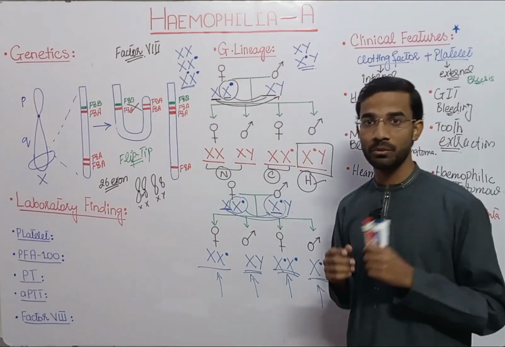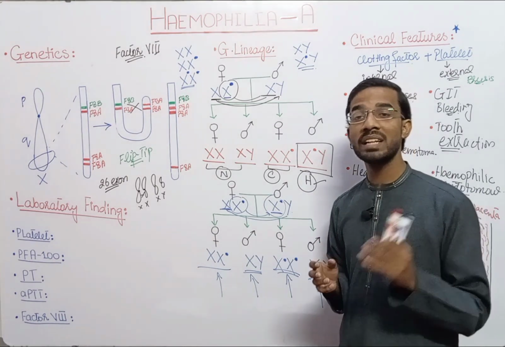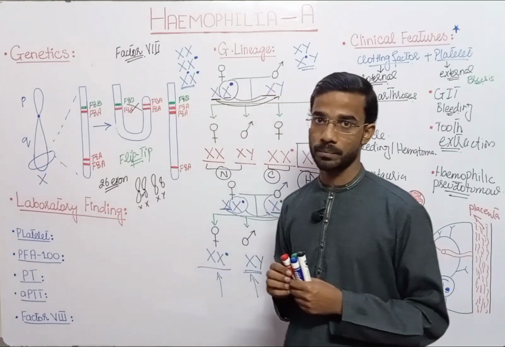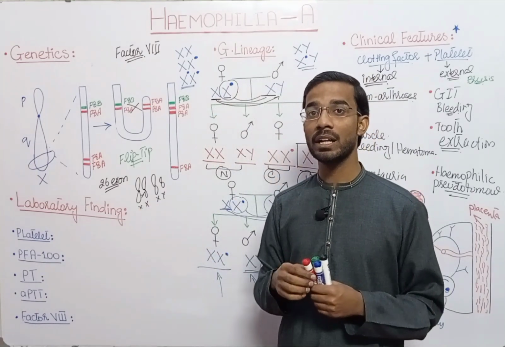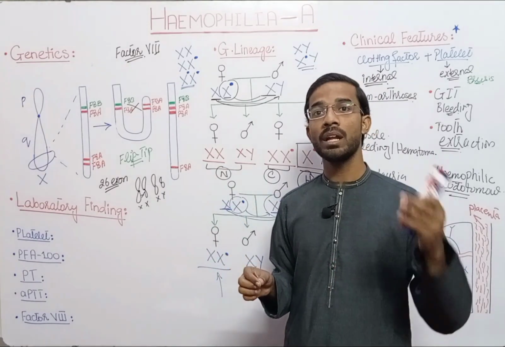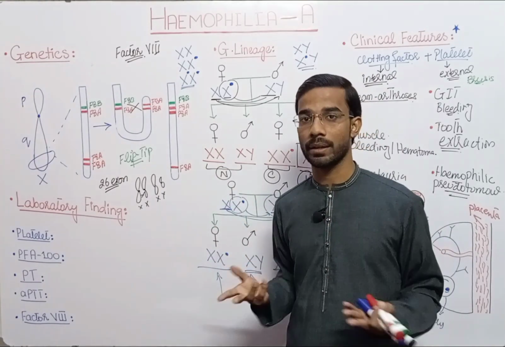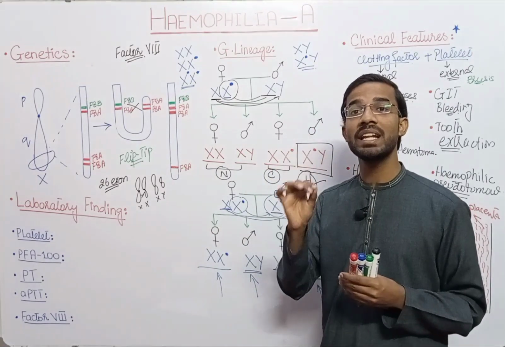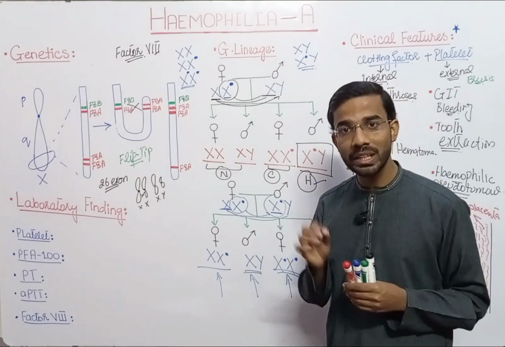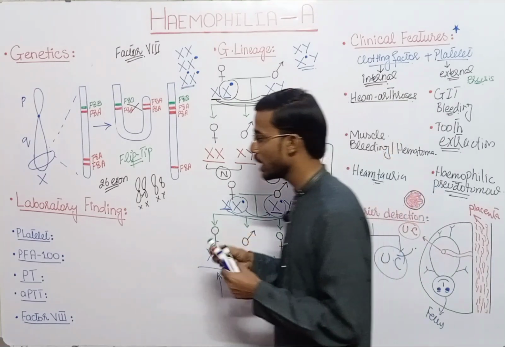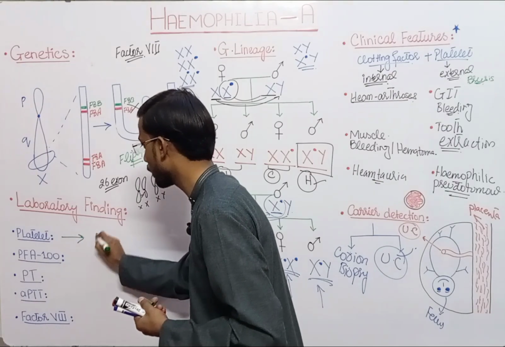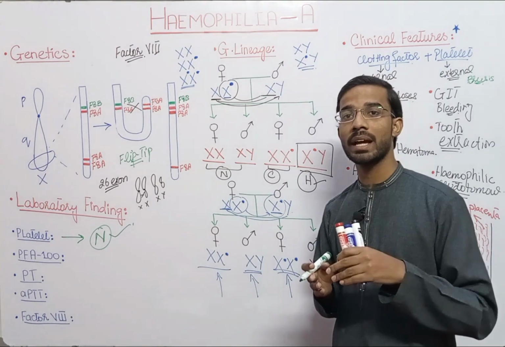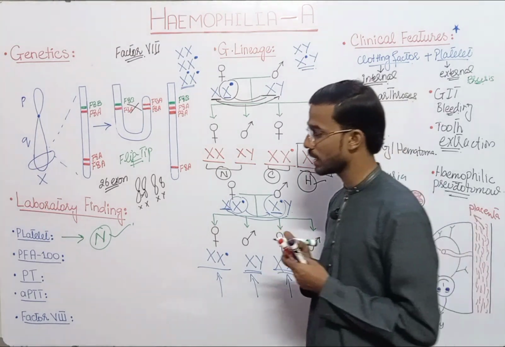Next, last is the laboratory findings that will help you in the diagnosis of hemophilia A. First one, platelet count. So you people tell me whether the platelet count will be normal, low or high. In hemophilia A, as we have discussed, hemophilia A is a defect in the clotting factor. So in that situation, platelets will be normal. You will see in the CBC report that the platelet count will be normal.